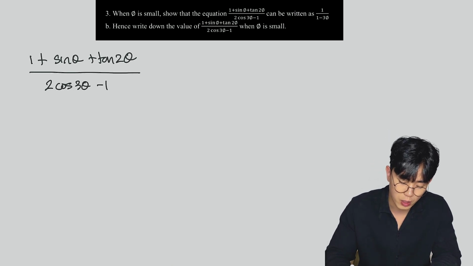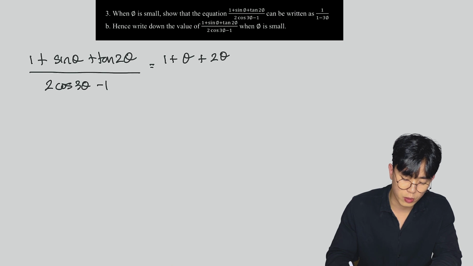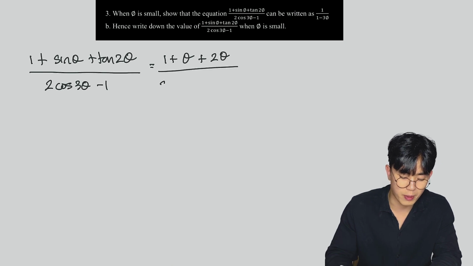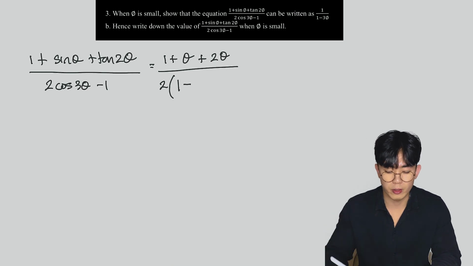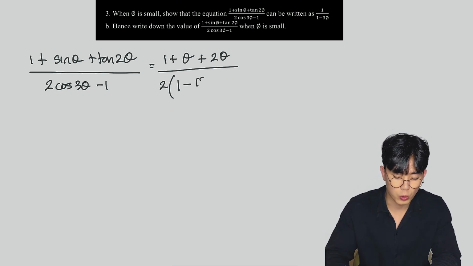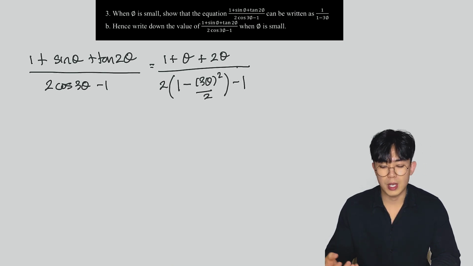So this becomes 1 plus sine theta will approximate to theta, tan theta will approximate to 2 theta, and that's over 2. I'm going to open my bracket, 1 minus, in this case, our x is 3 theta, right? So I'm going to say 3 theta, and that's all squared, divided by 2, close bracket, minus 1. Once we've done this, now we have to expand and simplify.